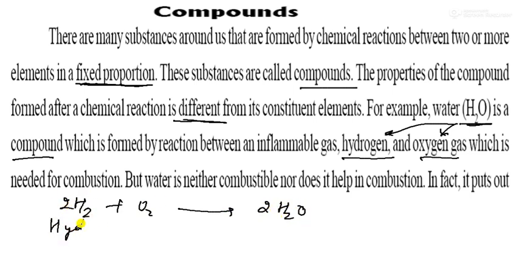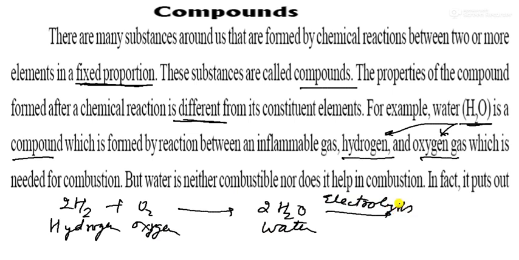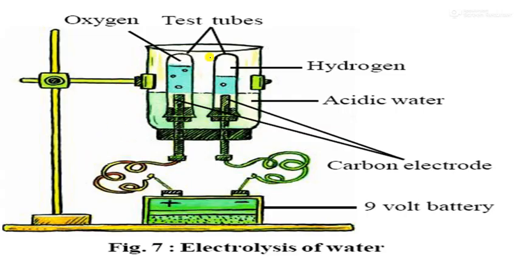It is hydrogen, it is oxygen, and it is water. And whenever we electrolyze it, electrolysis, it forms H2 and O2 at the cathode and at the anode. So you can see how this electrolysis can be done in the apparatus. The apparatus is shown in front. So you can see here it is the hydrogen and it is the oxygen.